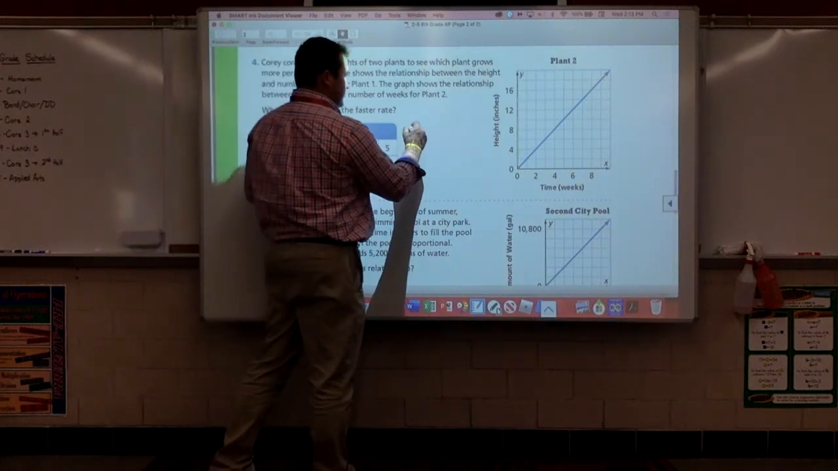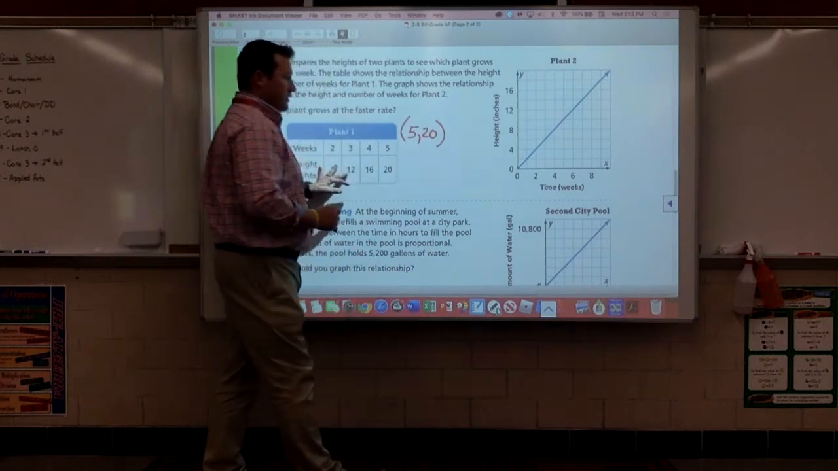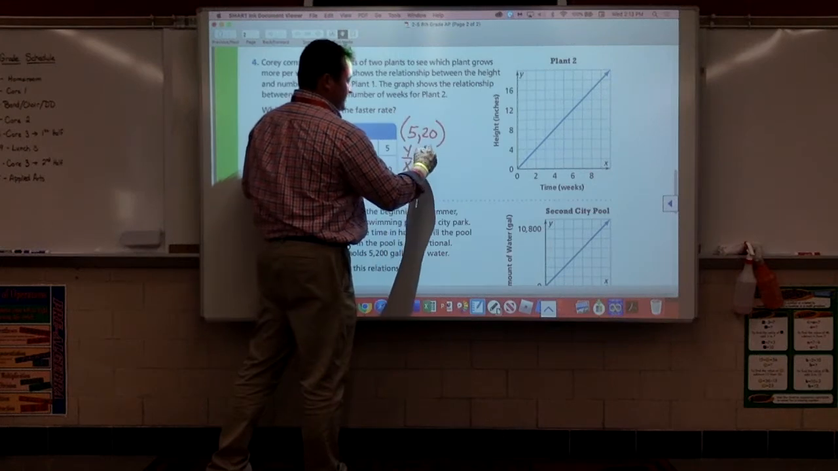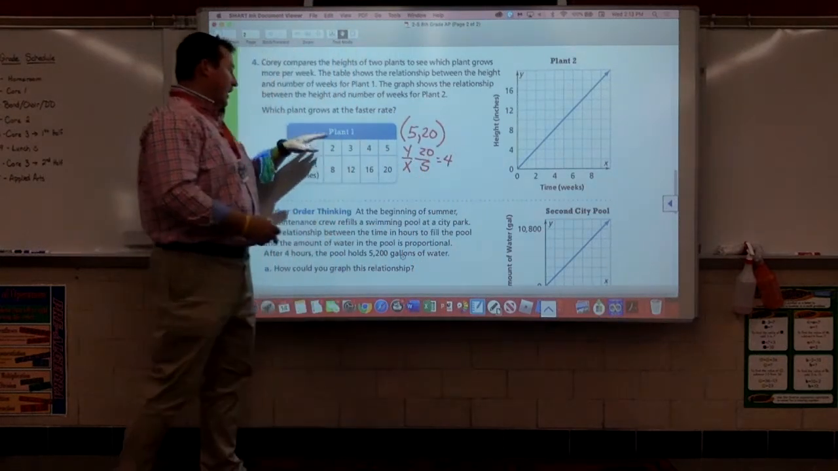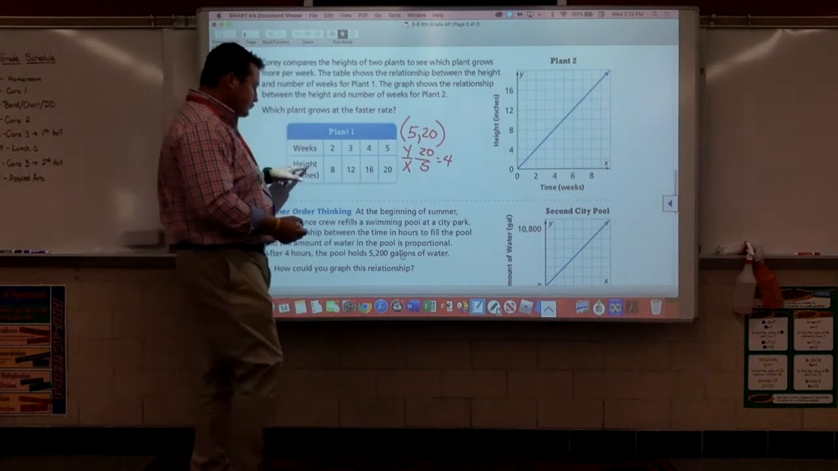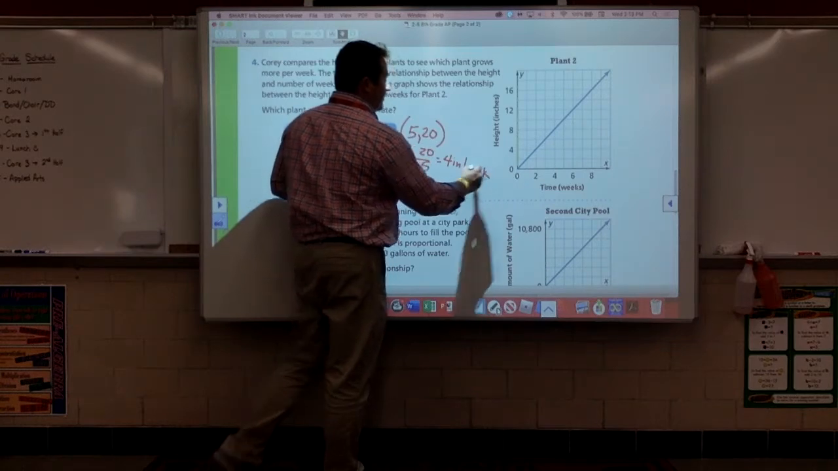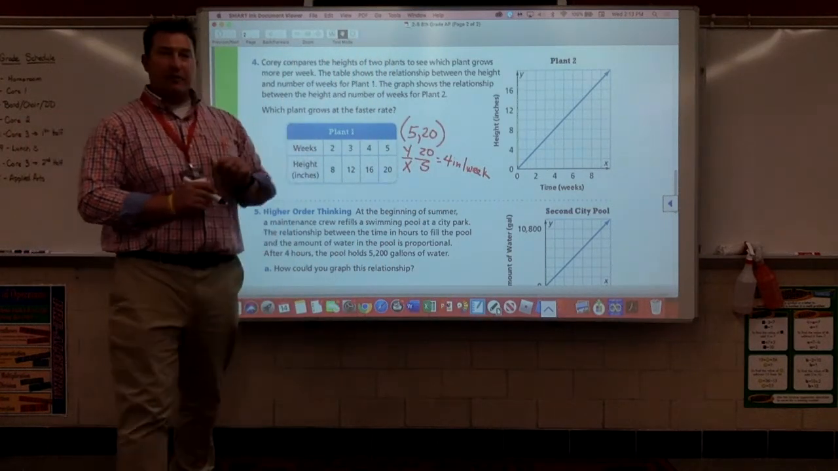Okay. Guys, this is the ordered pair, 5, comma, 20. So y divided by x. Y divided by x says 20 divided by 5, which says, hey, for plant number 1, it grows 4 inches per week. 4 inches per week. Okay? How about plant 2?